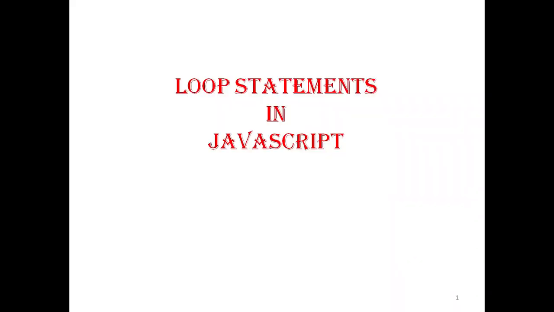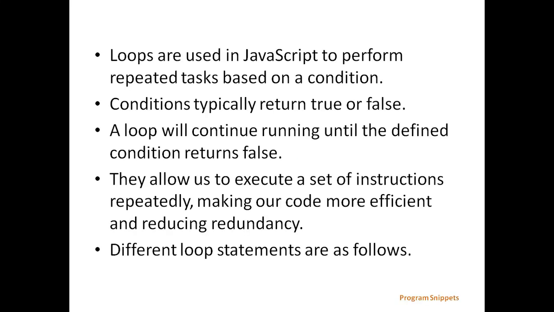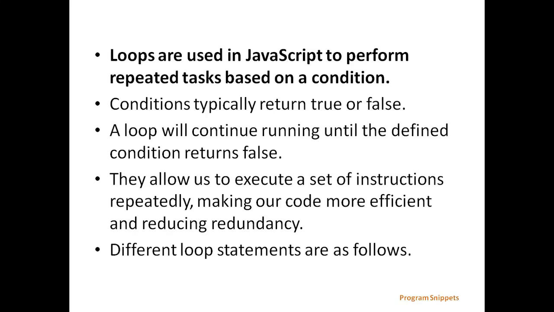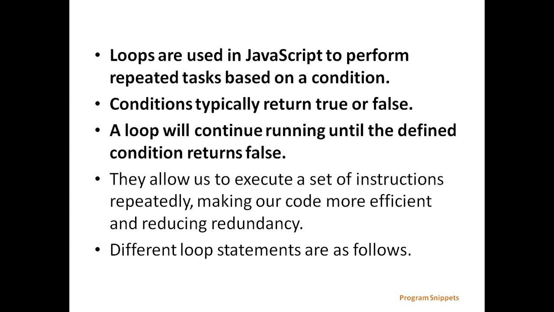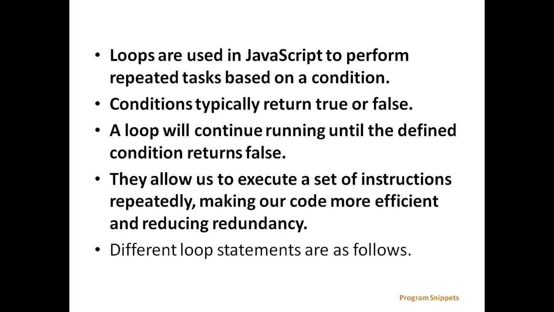Here we will see loop statements in JavaScript. Loops are used to perform repeated tasks based on a condition. The condition typically returns true or false. A loop will continue running until the defined condition returns false. Loop statements allow us to execute a set of instructions repeatedly, which makes our code more efficient and reduces redundancy.